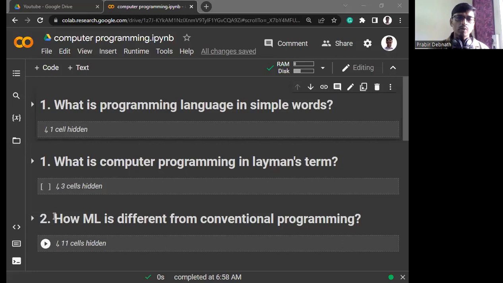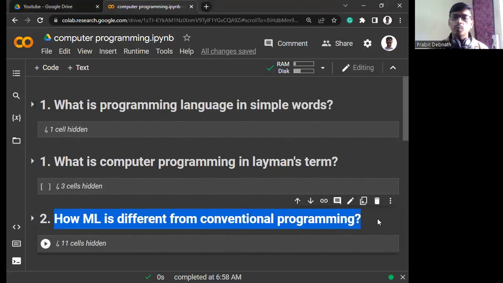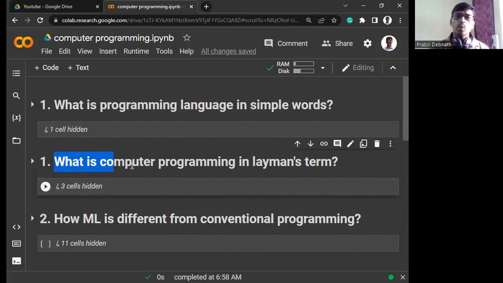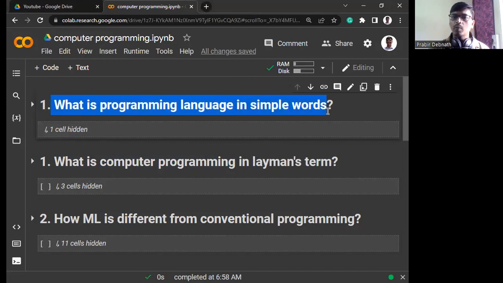Before discussing how ML is different from conventional programming, we need to understand what is computer programming. Before that, we need to understand what is a programming language in simple words. In programming language, there is a term language. We need to understand what is human language or natural language, because there is no difference between human language and computer language.